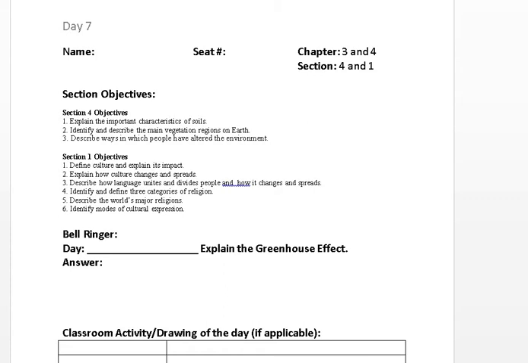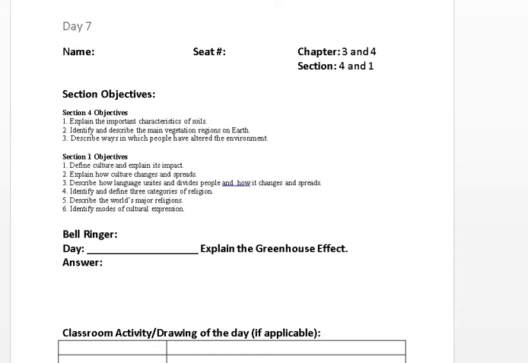Today's lecture will be over Chapter 4, Section 1, Objectives. Number 1, define culture and explain its impact. Number 2, explain how culture changes and spreads. Number 3, describe how language unites and divides people and how it changes and spreads.